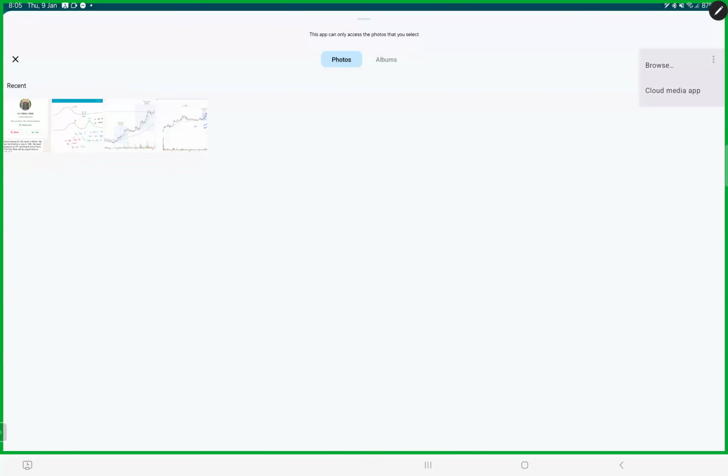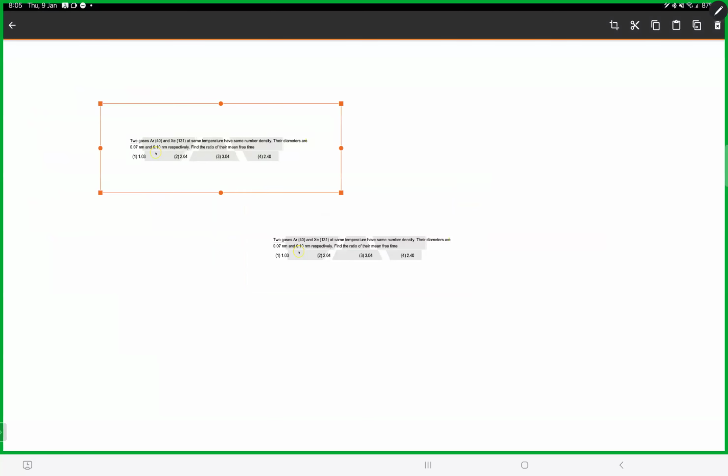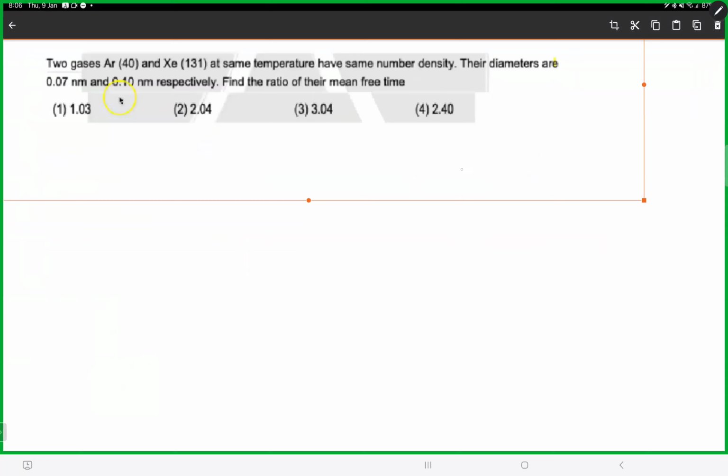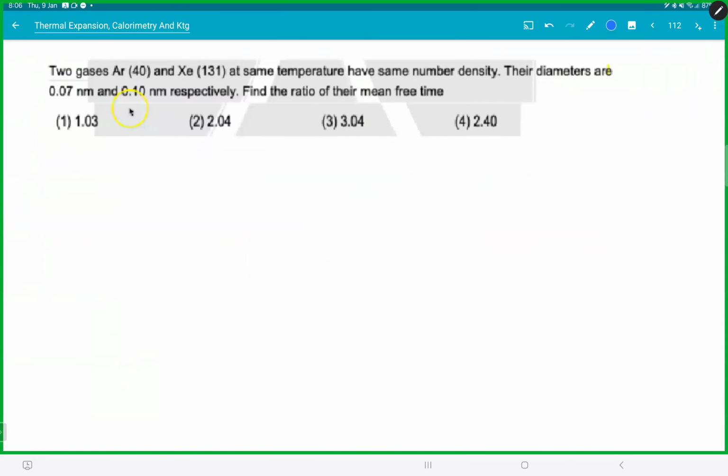Let's see one last one. This is a good one actually. Now they give two different gases, argon and xenon, 40 and 131, same temperature, have same number density, meaning NB is same. Diameters are given. Find the ratio of mean free time. Again, the same formula, 1 by root 2 pi sigma square NB V mean. There is a small trap. Finish off. Last one for the day.